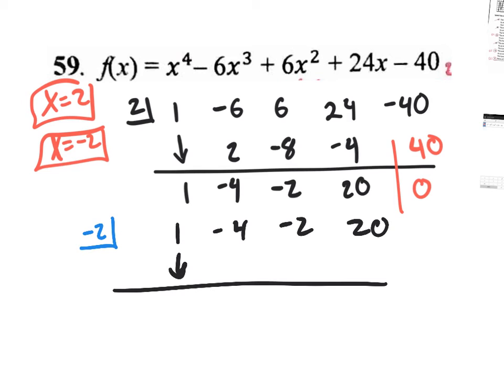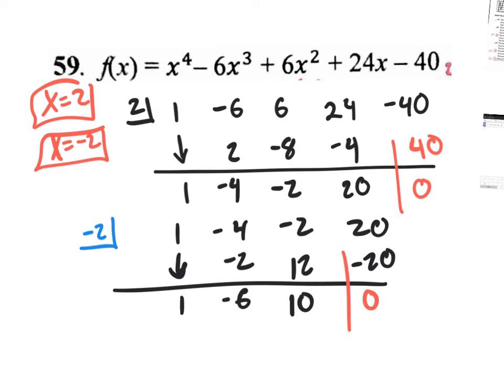Again, as you go down, you combine: 1 plus nothing is 1. As you go up, you multiply: negative 2 times 1 is negative 2. As you come down, you combine: negative 4 and negative 2 is negative 6. As you go up, you multiply: negative 2 times negative 6 is positive 12. As you come down, you combine: negative 2 and 12 is 10. As you go up, you multiply: negative 2 times 10 is negative 20. And once again, no surprise, the remainder is 0.